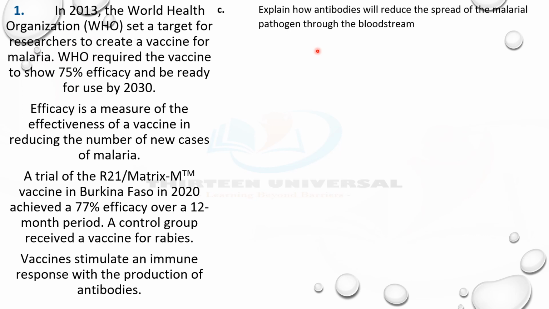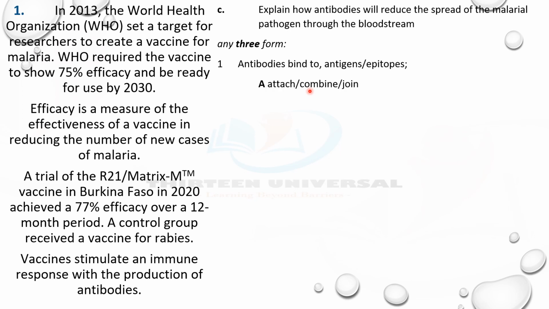Okay, and some of them act as antitoxins, so they neutralize the toxin made by the pathogen. Okay, and of course, let's look at the mark scheme. So antibodies bind to antigen. That's how it works. It binds to antigens, epitopes. Because they attach, combine. Why does it bind to that? And of course, when it binds to that, it forms an antibody-antigen complex. Okay, this is the sequence.